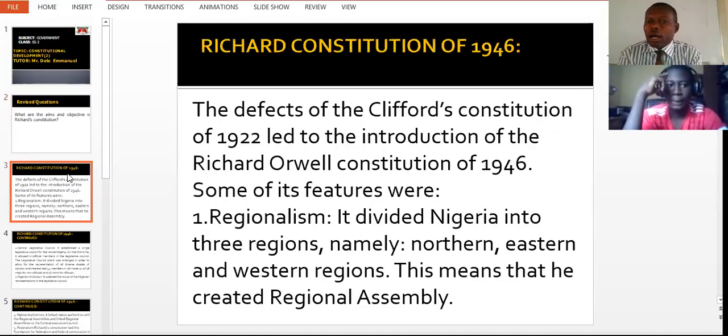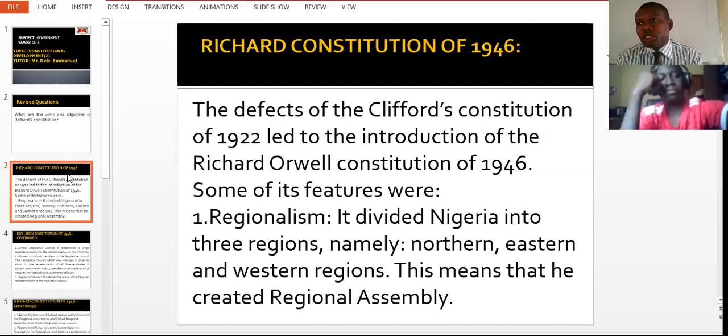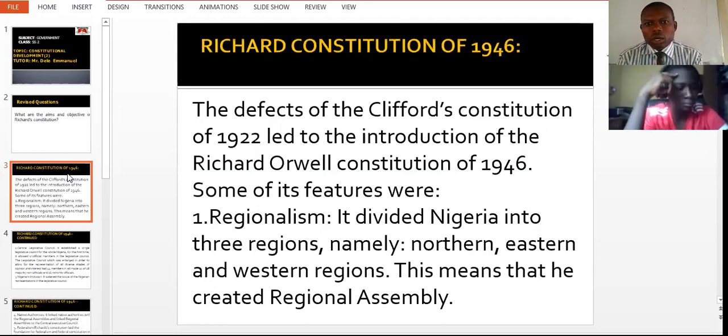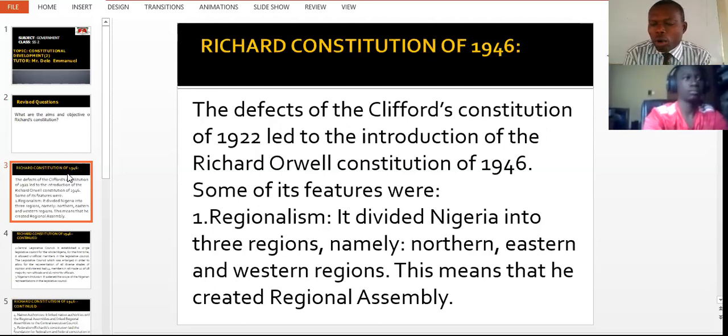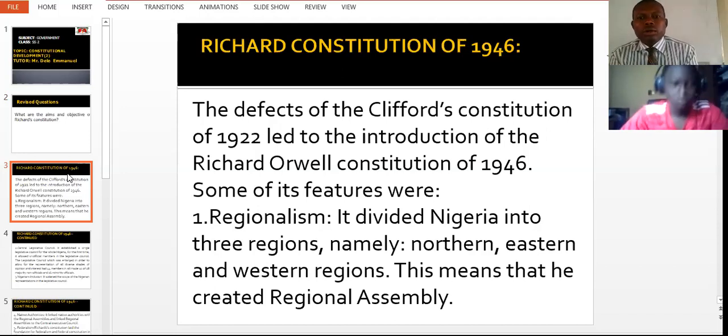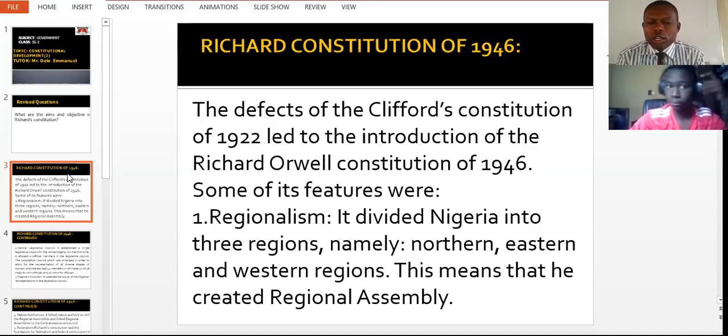I've told you what you're going to learn today about Richard Constitution. Actually, what gave rise to Richard was the defects of Clifford Constitution. Another word for defect is limitations. The disadvantages, the weaknesses of Clifford Constitution led to Richard's Constitution. So, as an introduction, the defect of the Clifford Constitution of 1922 led to the introduction of the Richard Owell Constitution of 1946. You can see his complete name now, Richard Owell of 1946.